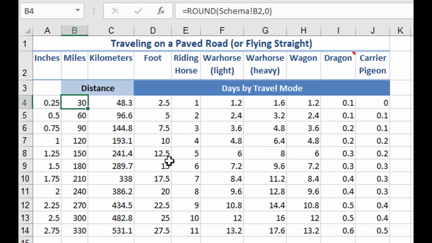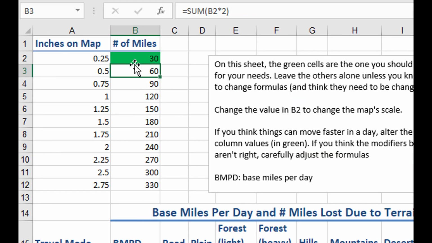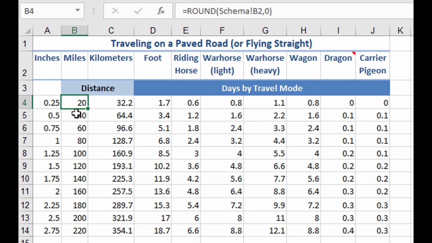You're probably going to hear me say this more than once because it's true, and I like saying that. I like hating math. So this is one of the great things about spreadsheets. Now I'm going to go back here to the schema sheet and change this back to 20 for our example. And of course, all the numbers there changed. And now all the numbers here changed.